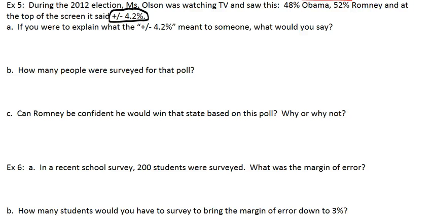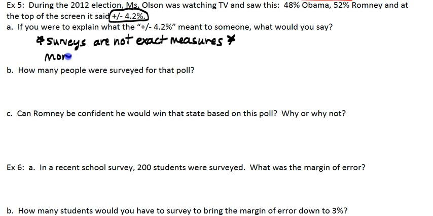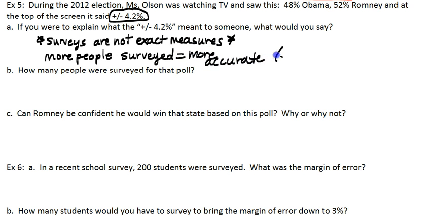So let's see. I want to summarize that. Let's say surveys are not exact measures, and maybe we'll just say more people surveyed equals more accurate. And more accurate means a smaller margin of error.